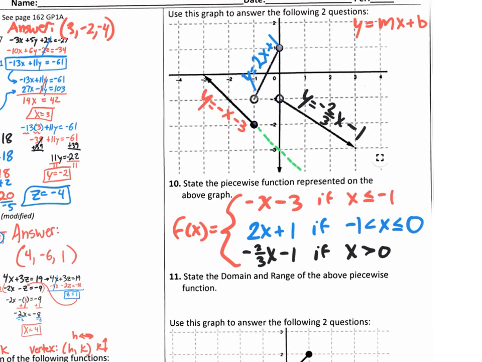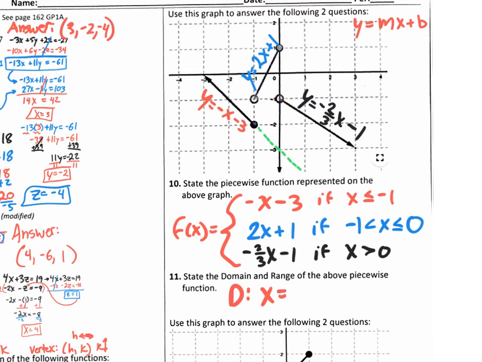Let's state now the domain and range of the above piecewise function. Well, the domain, we all know, are our x values. So does this graph go to the left forever? Yes. Does it go to the right forever? Yes. So what do we say the domain is?